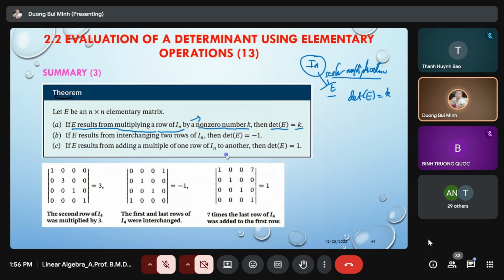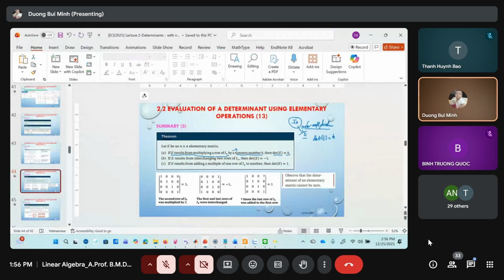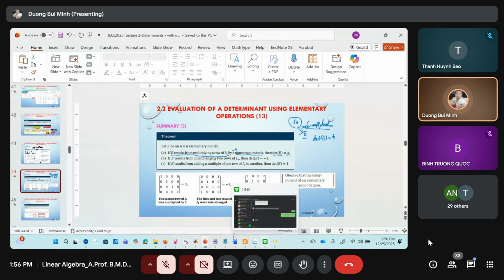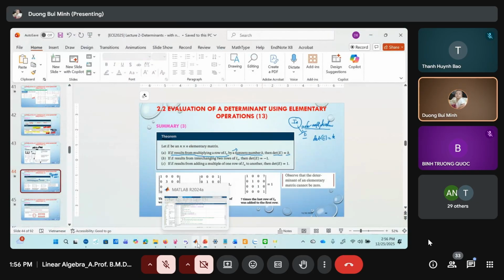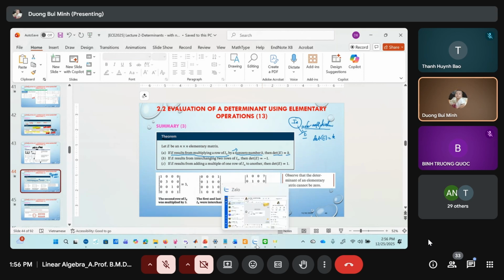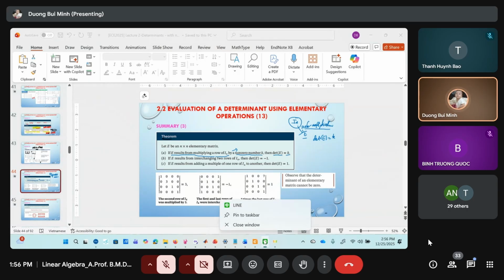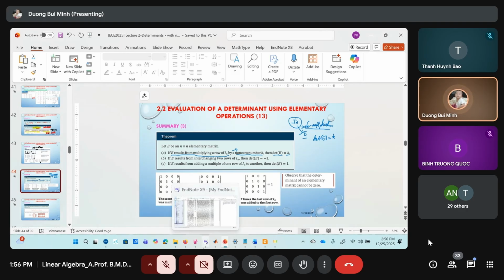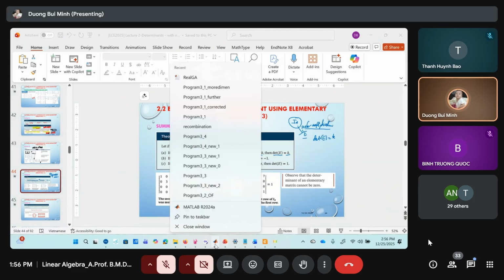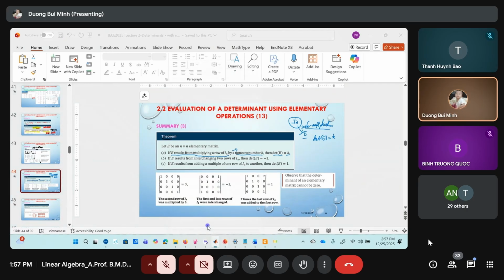Sorry, my laptop is too slow. I need to delete some software. Maybe I will delete this one, and this one. Let me see, I don't know why it is slow. And maybe here I just close.